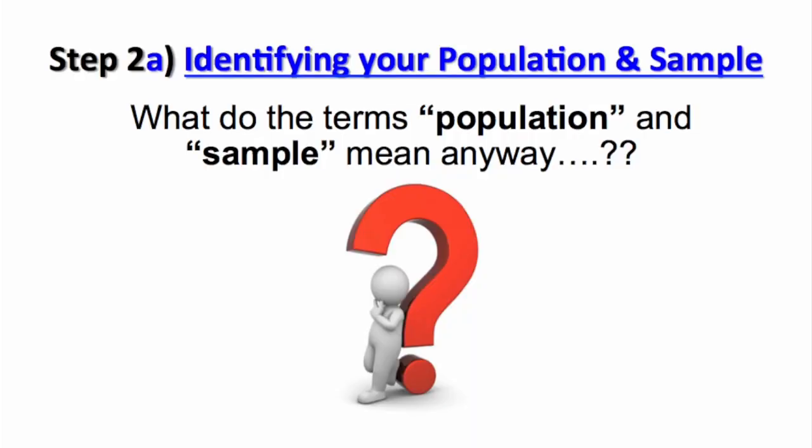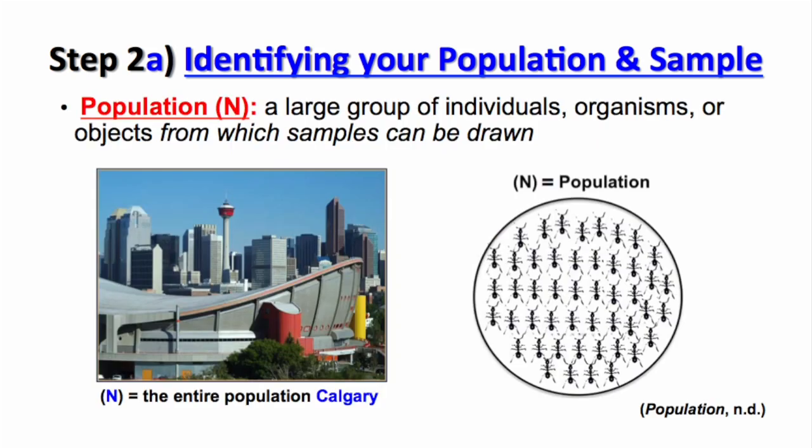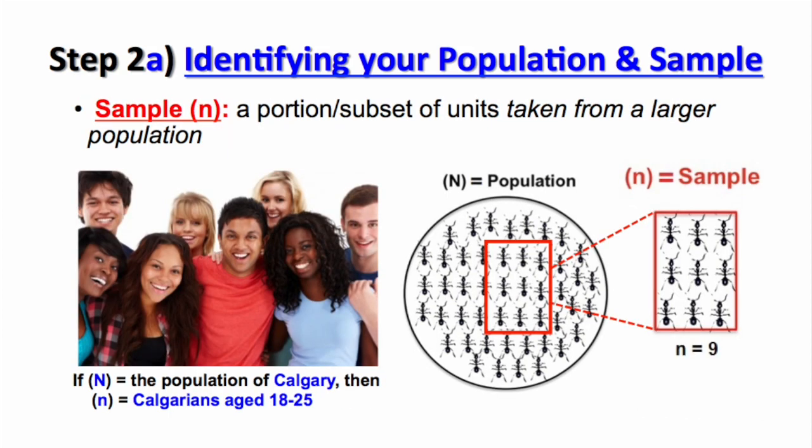So a target population, for example, may be a specific neighborhood in Calgary. For those of you who are not familiar with the terms population and sample, population formally means a large group of individuals, organisms, or units from which you can draw samples. So the city of Calgary or an ant colony are both good examples. And then a sample is simply a portion or a subset of units taken from the larger population. So Calgarians aged 18 to 25, or 9 ants from the colony, represents a sample.